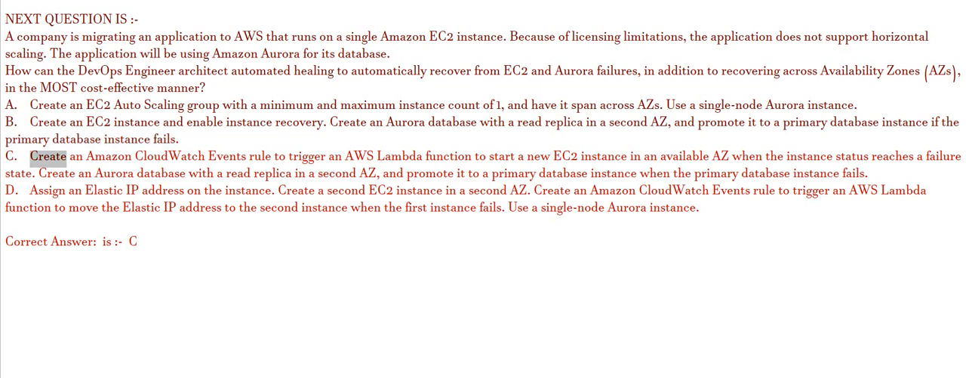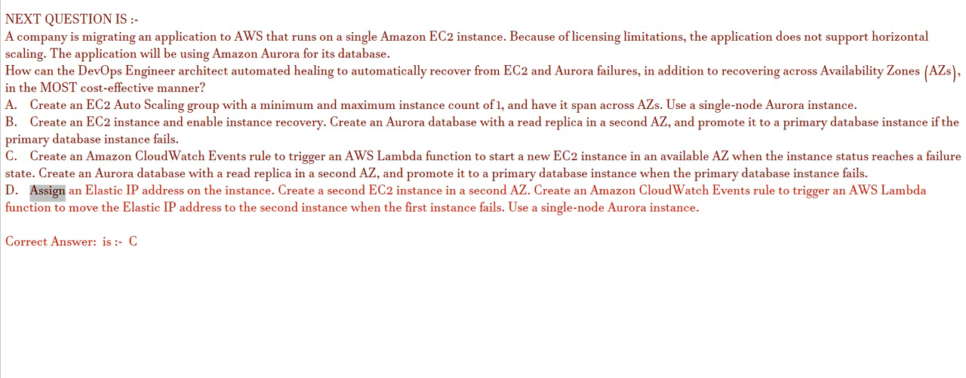C. Create an Amazon CloudWatch events rule to trigger an AWS Lambda function to start a new EC2 instance in an available AZ when the instance status reaches a failure state. Create an Aurora database with a read replica in a second AZ, and promote it to a primary database instance when the primary database instance fails.